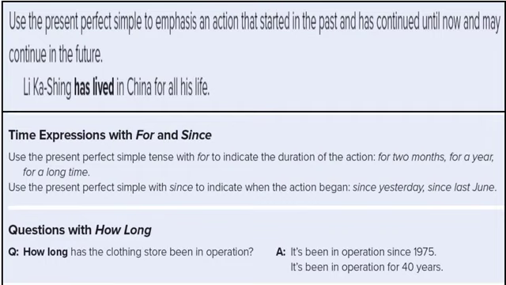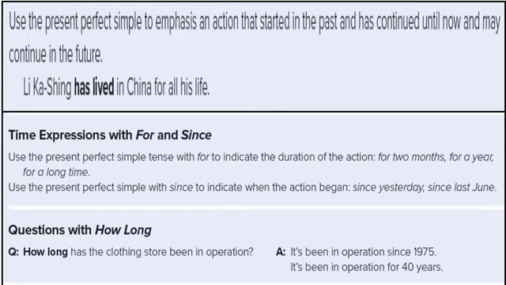Here we have another use of the present perfect, and it's to emphasize an action that started in the past and has continued until now and may continue in the future. Li Ka-shing has lived in China for all his life, and he is still living in China, and he will continue living in China. This action started in the past, and it is continuing in the present, and it will continue in the future.